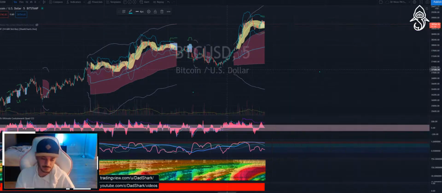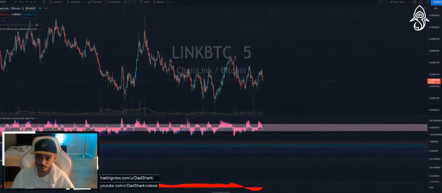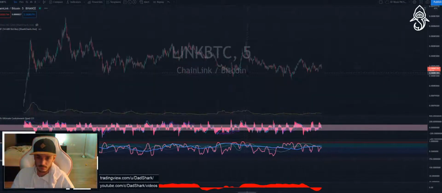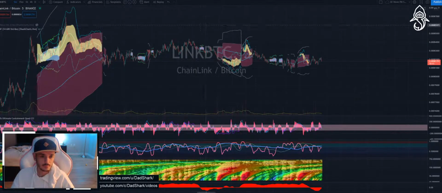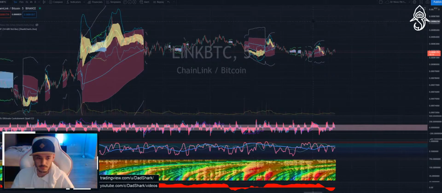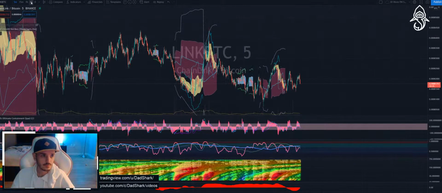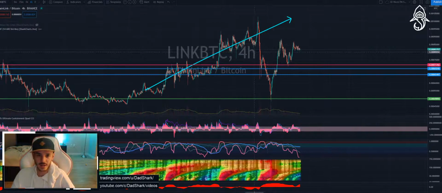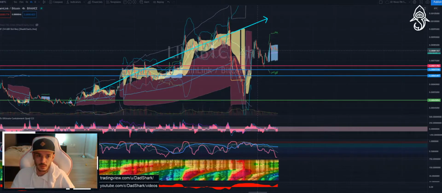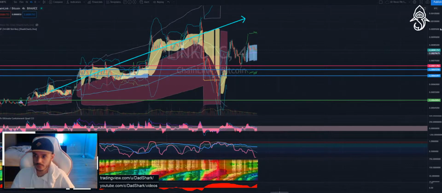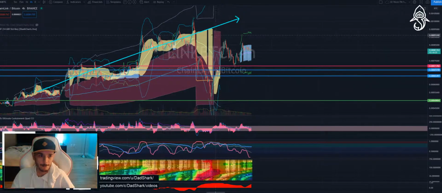Link. Okay. I'm looking at the 5-minute chart. No wonder I didn't recognize it. Oh, we actually saw that bullish mean reversion there, didn't we? Okay. Oh, that's my fault.